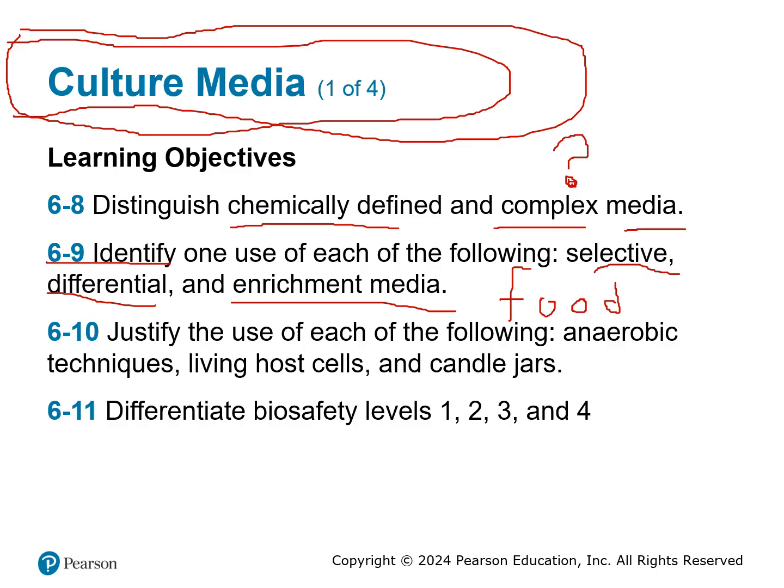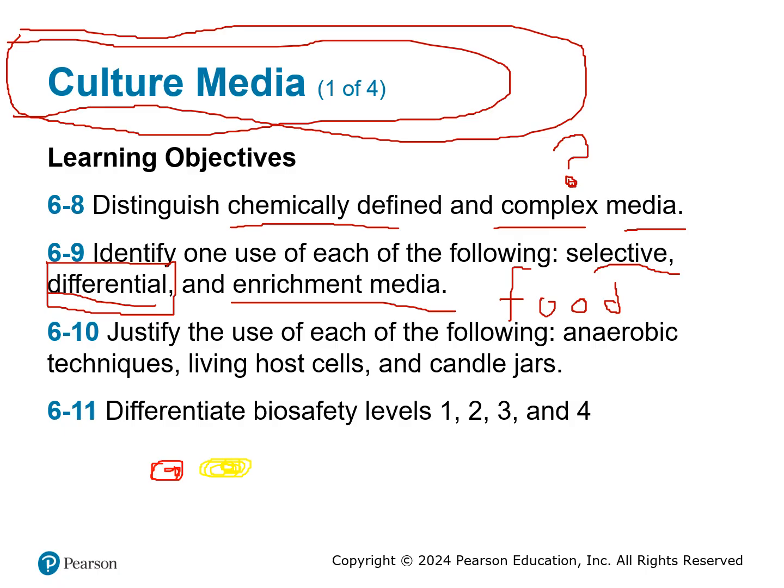Differential media, with your eyeball, you're going to see a difference. So you might see some media will turn red or yellow depending on what is growing in there. The pH will cause it to change colors, just like we used our universal indicator in class and it turned different colors. So some media will turn different colors according to what pH is in there, and different bacteria will cause it to be at a different pH.